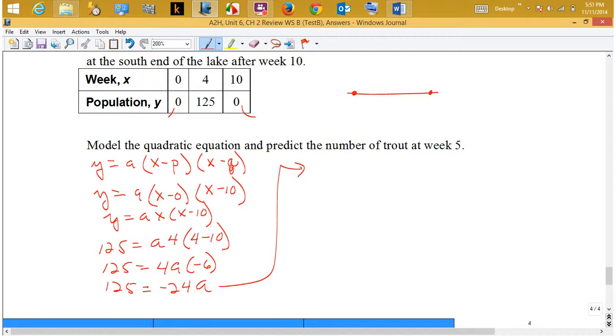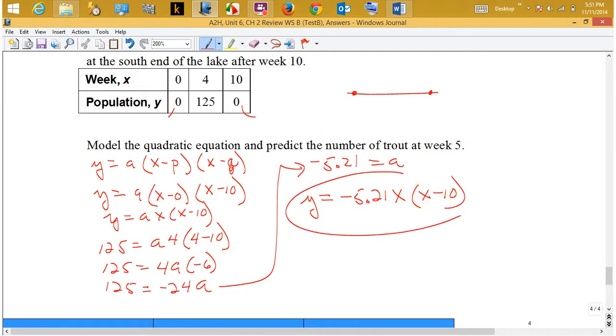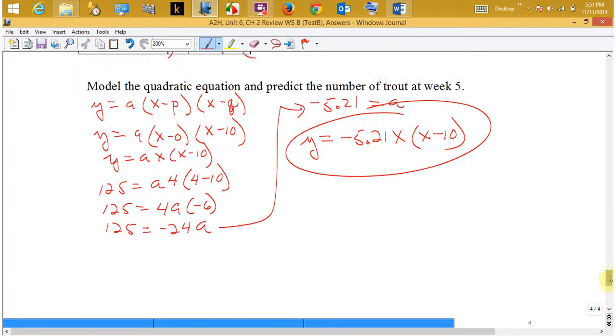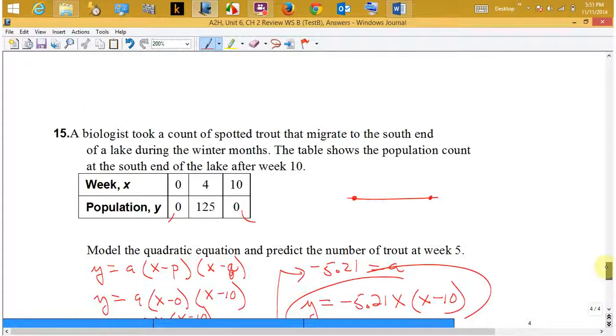I get negative 5.21 is equal to a. So let's go ahead now and plug it into the equation. So y is equal to negative 5.21 x, and I don't need to put that in parentheses, x times x minus 10. It's the equation of my parabola. And that should be all the questions.